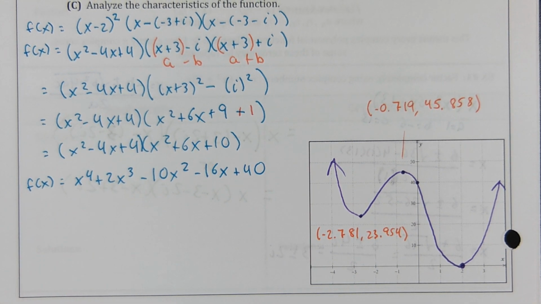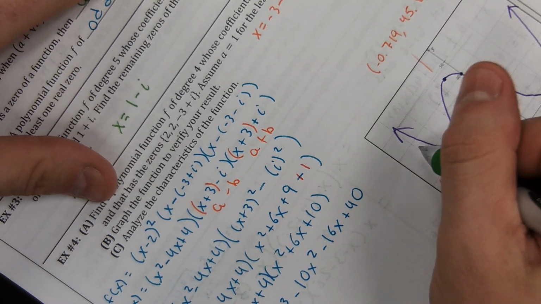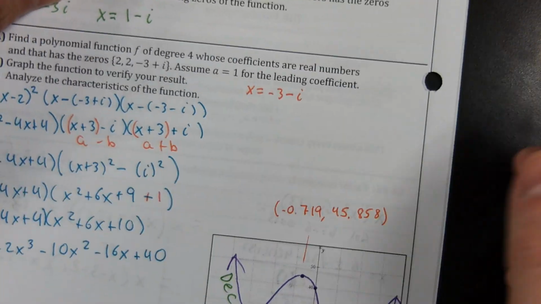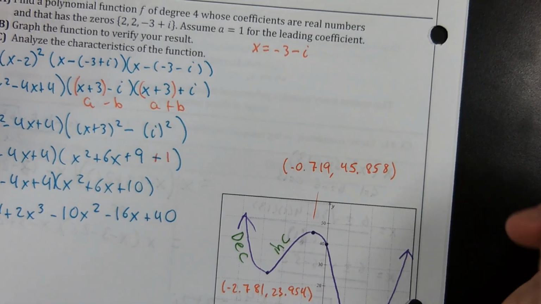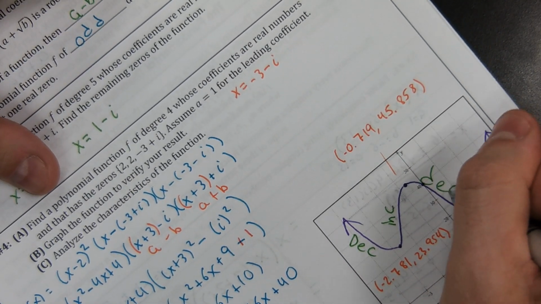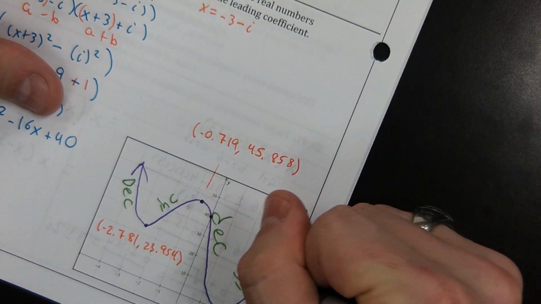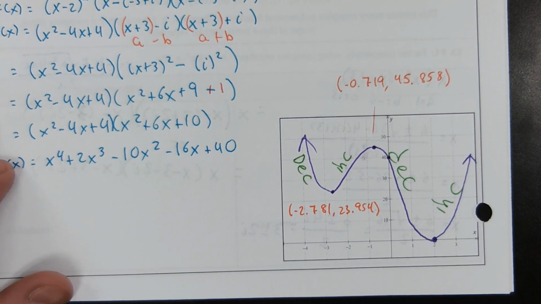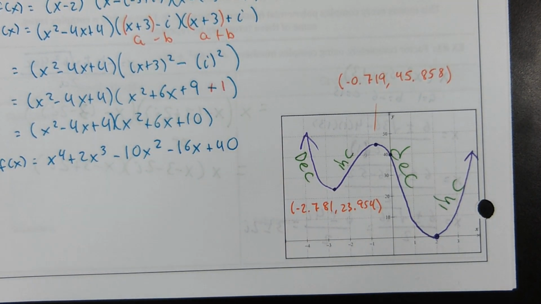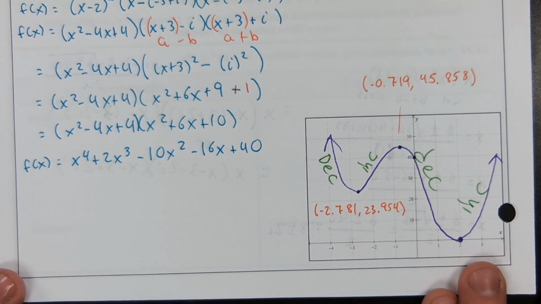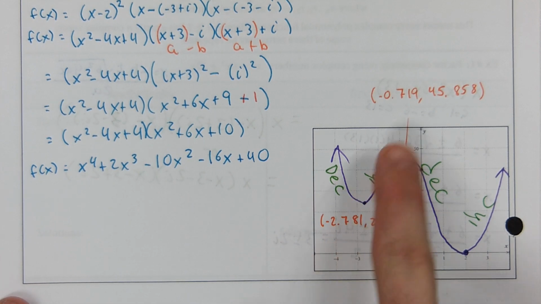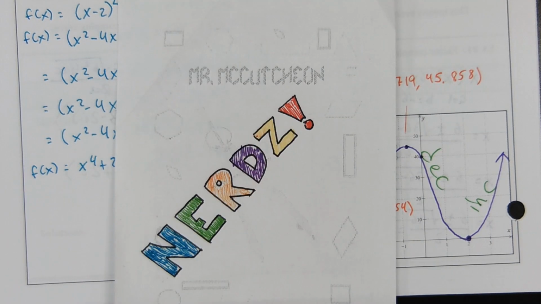So it says to analyze. Rather than write the intervals, we're just going to write on the graph whether or not we're increasing or decreasing. This piece right here is decreasing. This piece is increasing. This piece is decreasing. And this piece is increasing. I'm hoping by now you already know how to find those places. We would have used brackets at those x values. But I'm going to call it there, nerds.